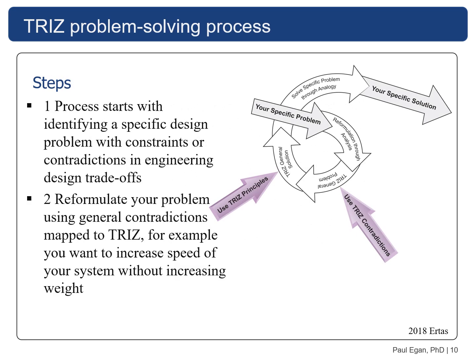So how TRIZ works is you want to start with identifying a specific design problem with constraints or contradictions. That's how we represent design problems in engineering design that have trade-offs. And then you want to reformulate those trade-offs as general contradictions. For example, you want to increase the speed of your system without increasing the weight. So we can think of a lot of different designs where you might want to increase the speed without increasing the weight, and those would all be able to be plugged into this TRIZ system to see what principles apply to try and improve it. And so we'll see more of these details on the coming slides.